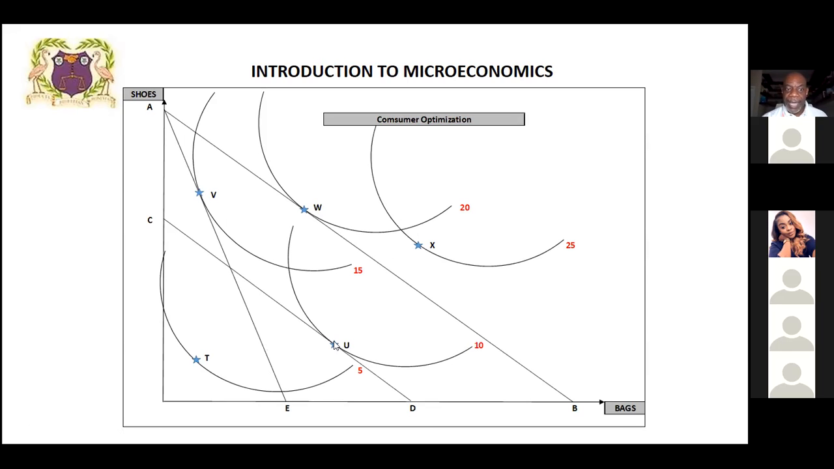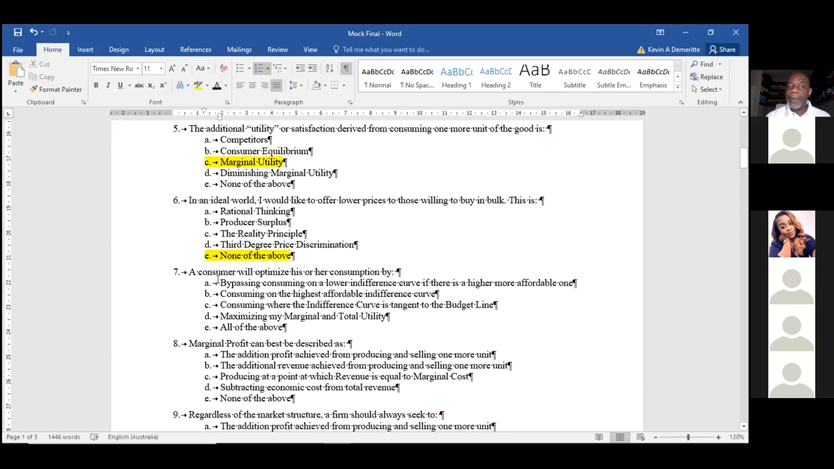Going back to A, it is certainly true. We would bypass consuming a lower indifference curve if there's a higher, more affordable one. But we don't want to automatically choose A because there's E that says all of the above might be possible. You see? Because even though A is true, A may not be the correct answer if B, C, and D are also true. In that case, E would be the correct answer. So we have to look at the rest to see if they're also true. Is it true that we would always want to consume on the highest affordable indifference curve?